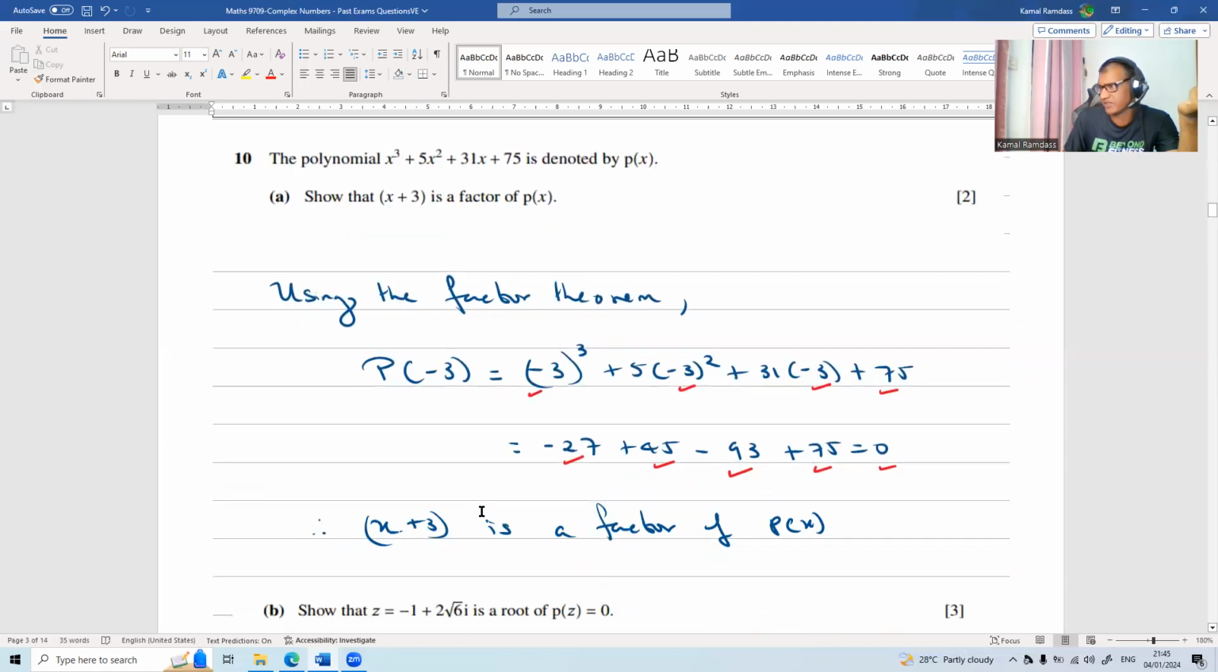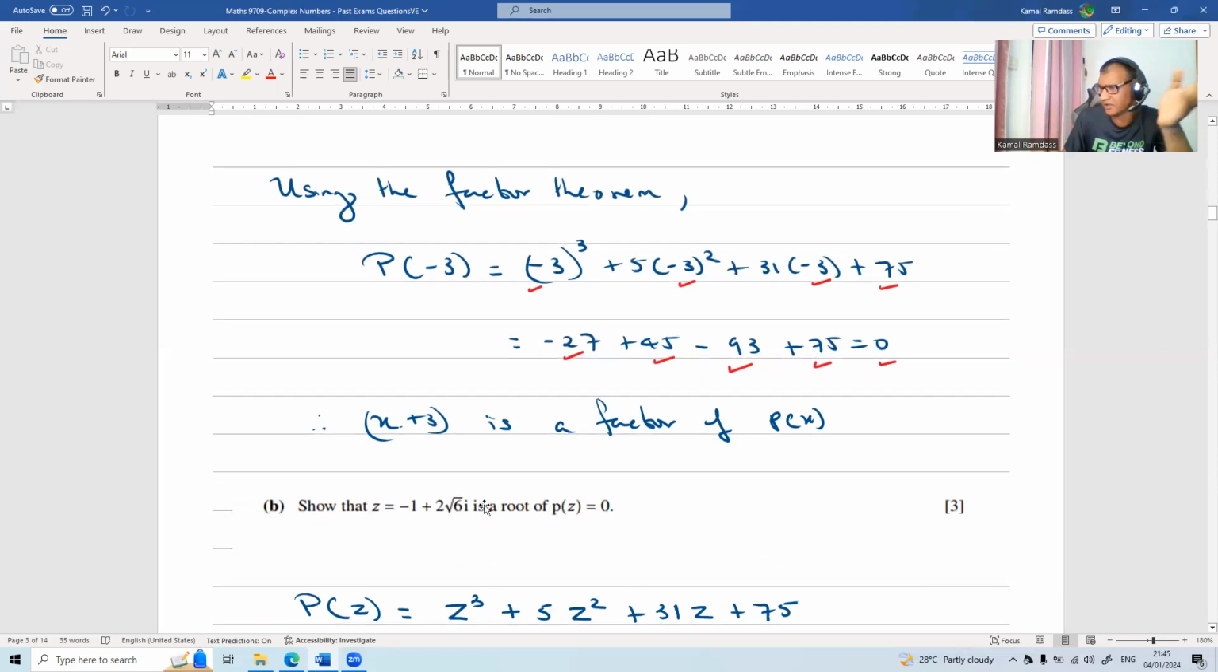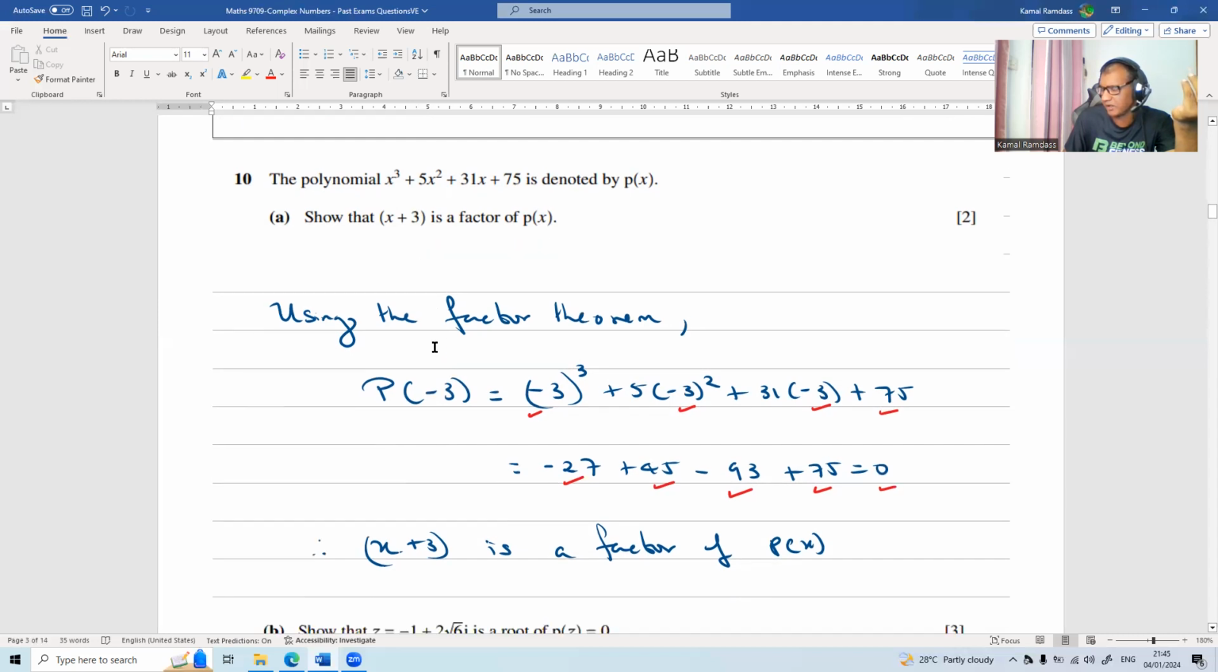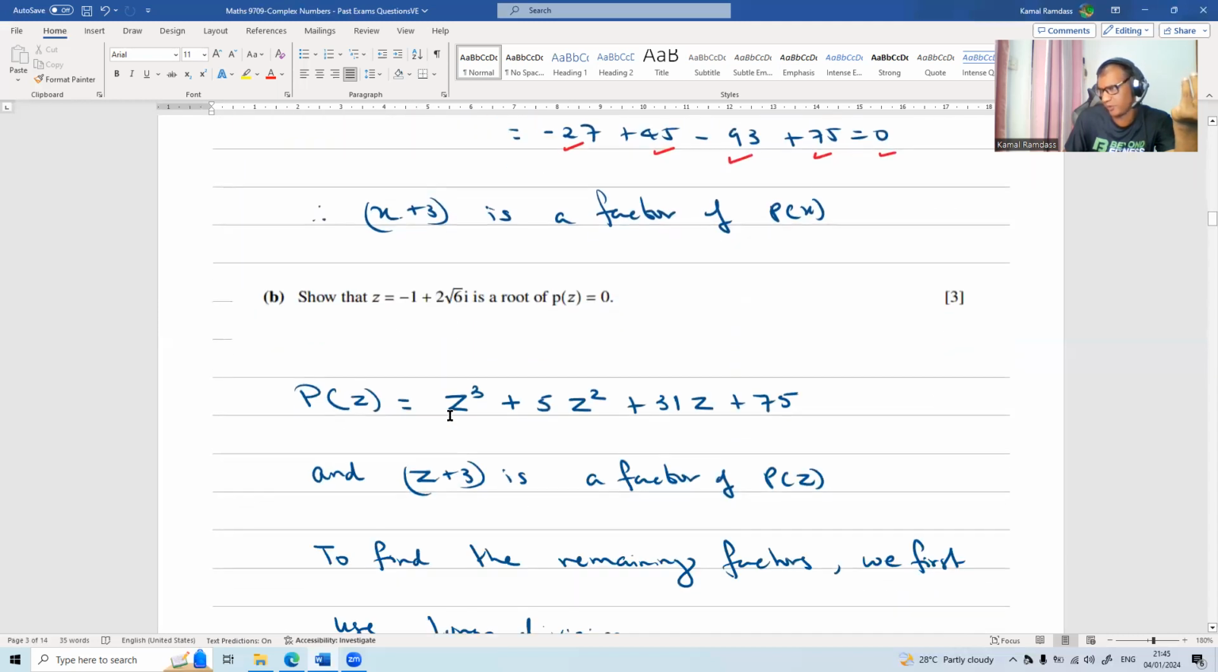Second part of the question. That's gift points. Show that z is equal to minus 1 plus 2 root 6 i is a root of P(z) equal to 0. Now, P(z) means we replace x by z, to show that it is a complex polynomial. And we also know that z plus 3 is a factor of P(z).